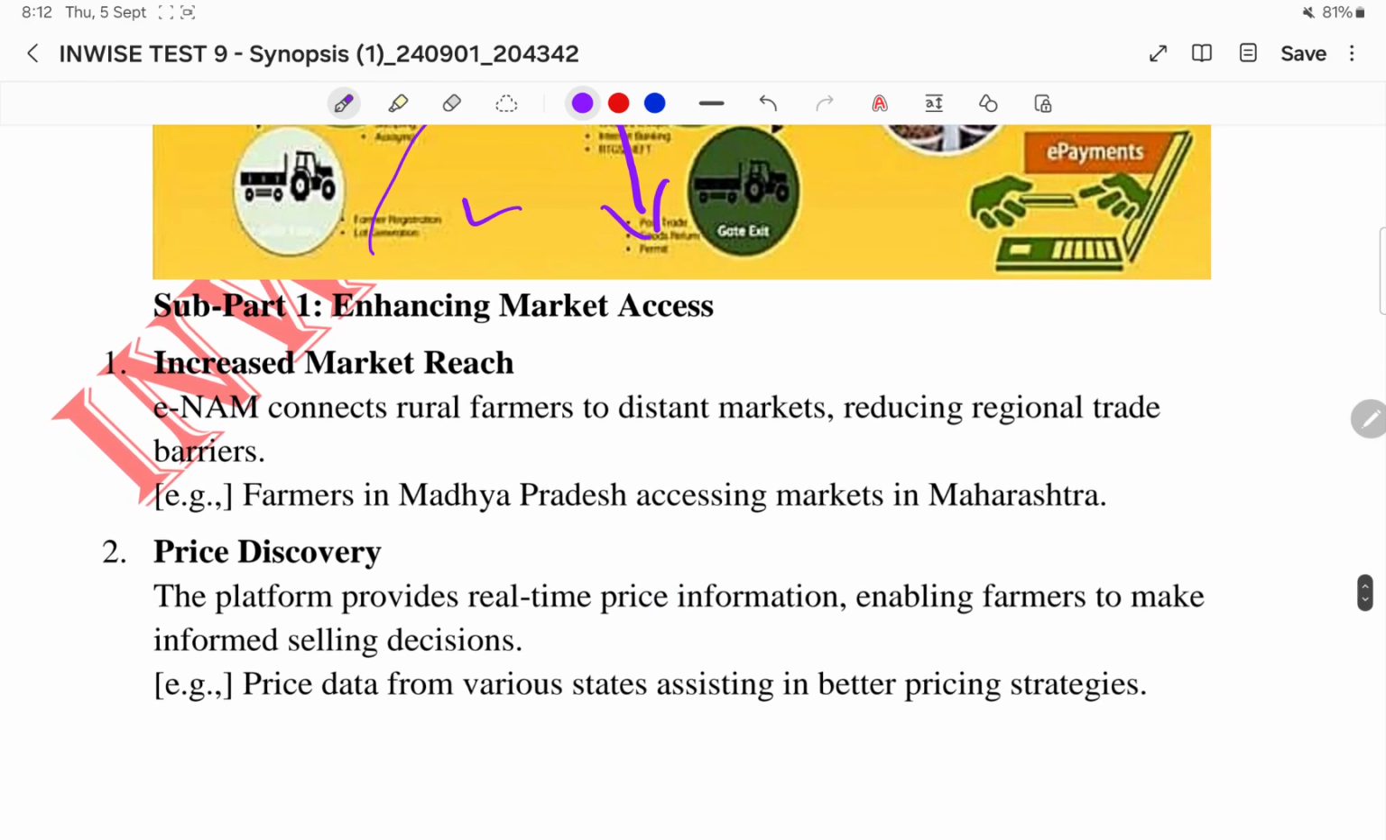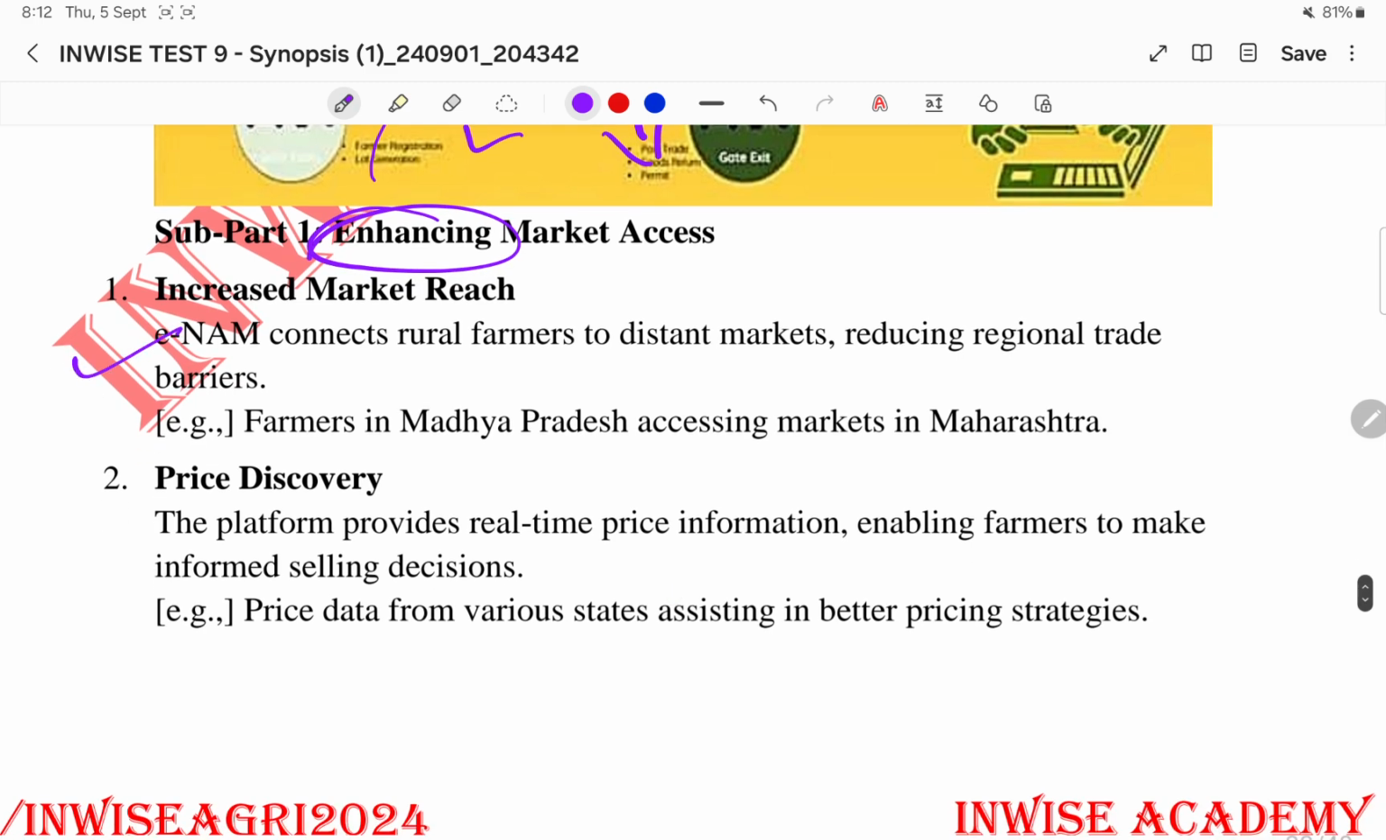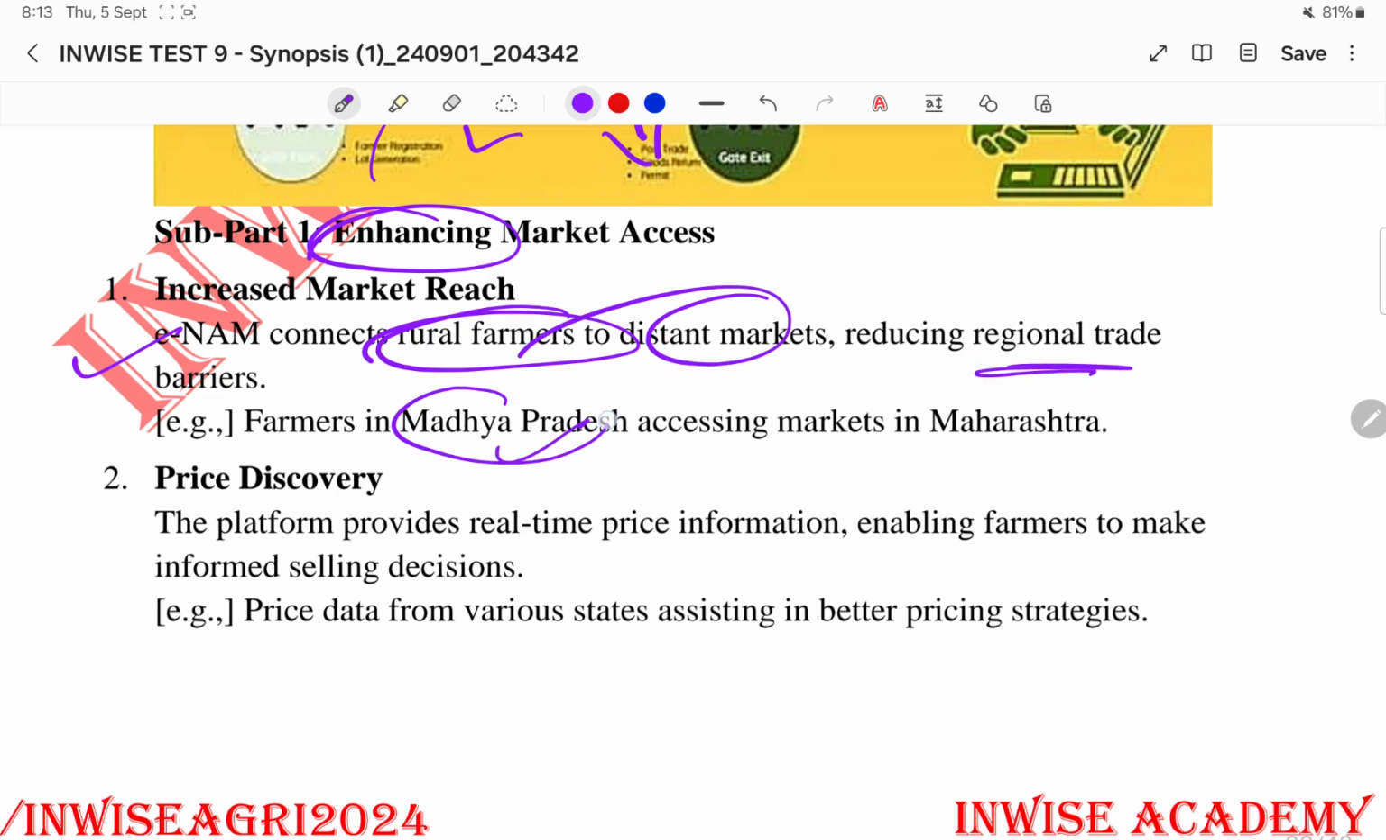Okay, let's see one by one. Enhancing market access, increasing market reach. They connect the rural farmers to distant markets, reducing regional trade barriers. Like farmers in Madhya Pradesh, they can access the markets in Maharashtra. So interstate trade is also possible.